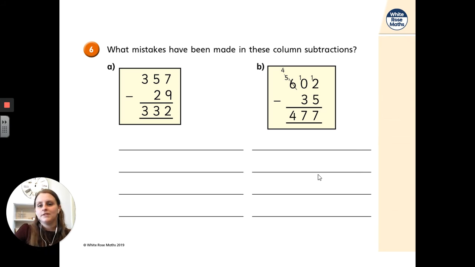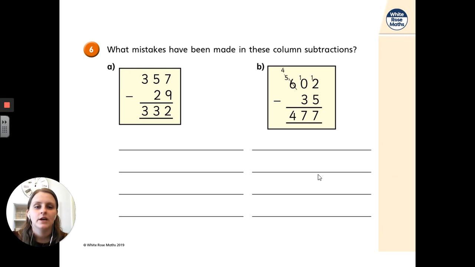Okay, so what mistakes have been made in these column subtractions? For these 2 questions, the best thing you can do is work it out yourself. So write down the calculation. Write down 357 subtract 29. Work out the answer for yourself. Both of these answers are wrong, so you need to check what they've done.